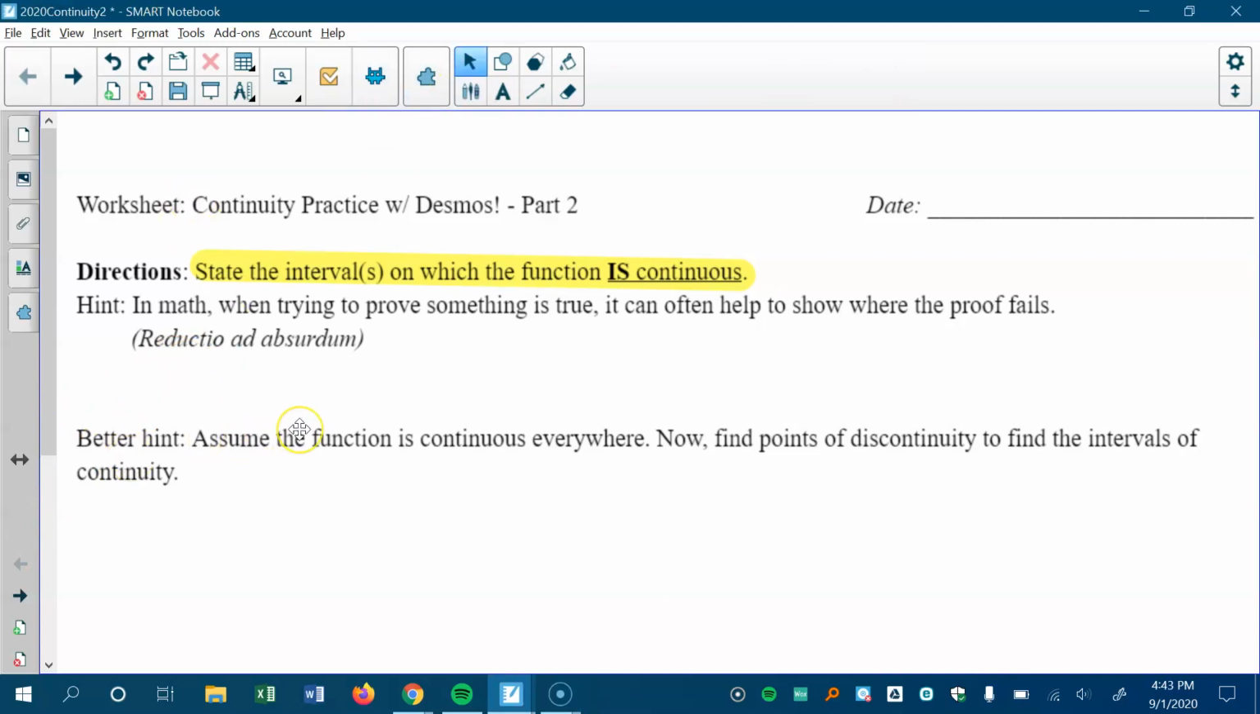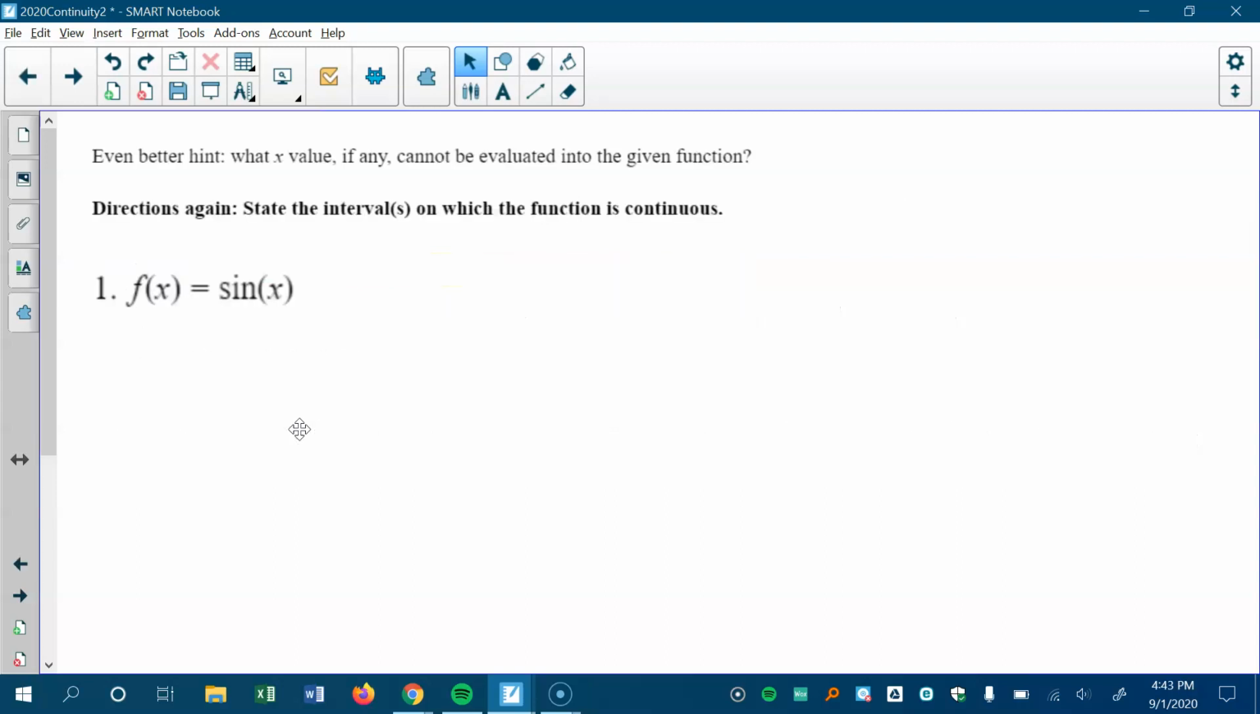Better hint that we have for you on determining if a function is continuous is now just assume that the function is continuous anywhere on the number line. And if you can find any point of discontinuity on the interval, then take those points out, and the remainder is where the function is continuous. And an even better hint is just thinking of any x value, which x value cannot go into the function. So that's a third way of actually thinking about how we can do this.